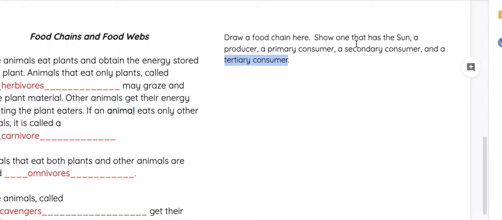And I challenge you in your food chain to think not just about what we see here in Kansas, but maybe some other places that might have some interesting food chains that you may not have ever seen before. So you might think about what happens in the ocean, or in the desert, or where it's cold. What do those animals do? So remember, you have to have the sun as your starting spot, a producer, a primary consumer, a secondary consumer, and a tertiary consumer.